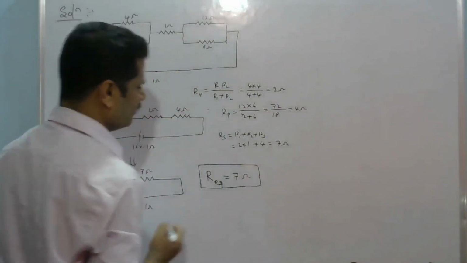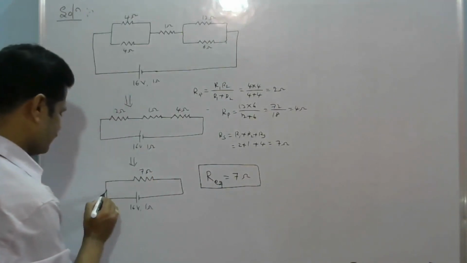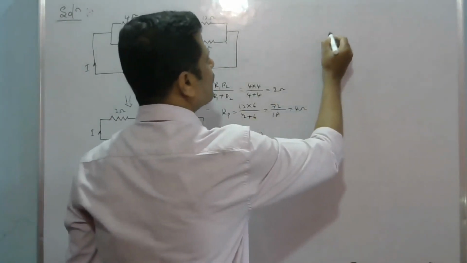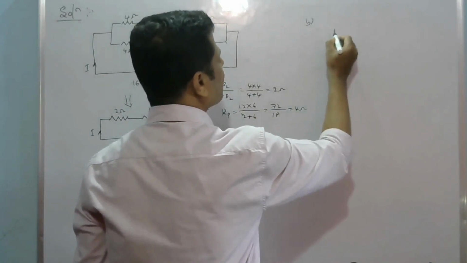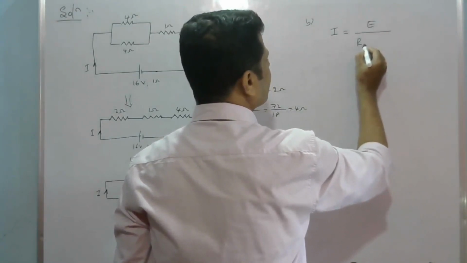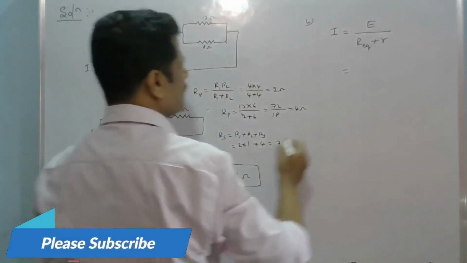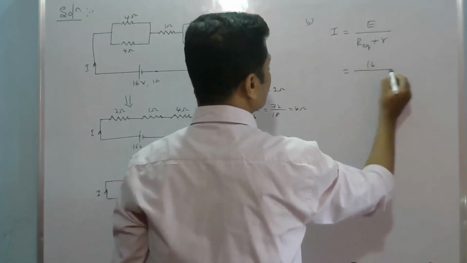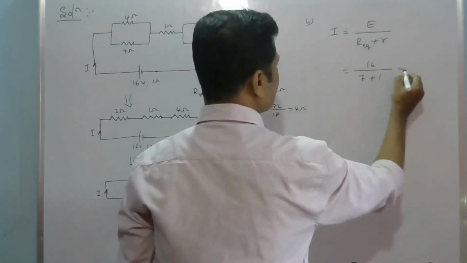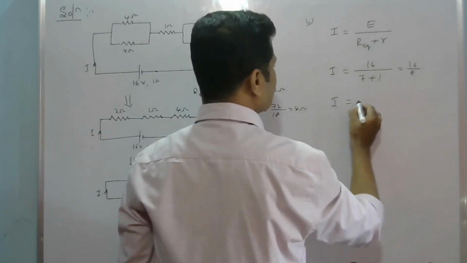Next we need to find out the current in the circuit, the current in the network. We know that the current in the circuit equals E divided by the external resistance, that is the equivalent resistance, plus the internal resistance. So the EMF of the source is 16 volt divided by the equivalent resistance 7 ohm plus the internal resistance 1. So this becomes 16 divided by 8. So the current in the network is 2 ampere.